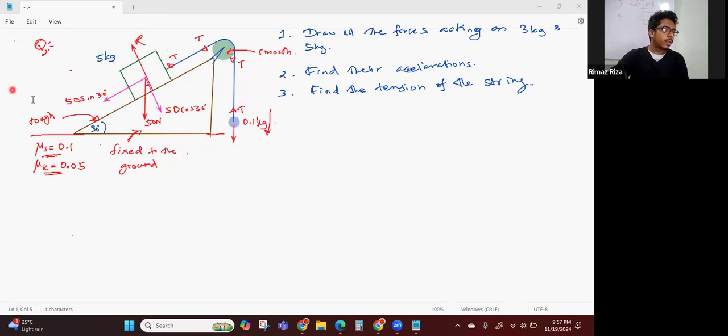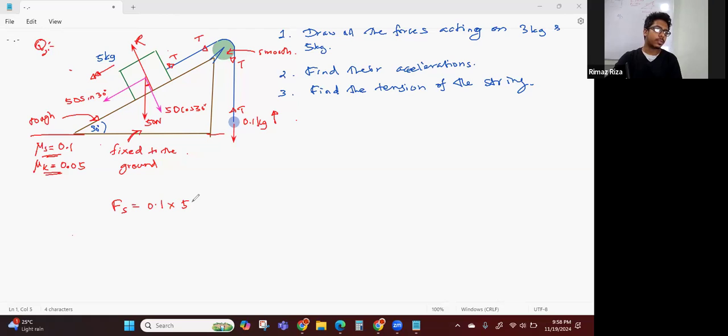Okay, here first we need to see that this object will accelerate downwards, and this one will accelerate upward. Because here the coefficient of static friction μs is 0.1. Therefore, the maximum friction Fs is equal to 0.1 into R, which is 50 cos 30.